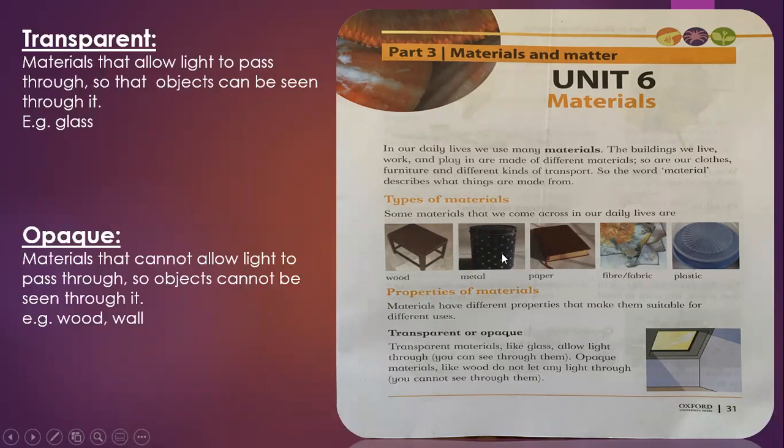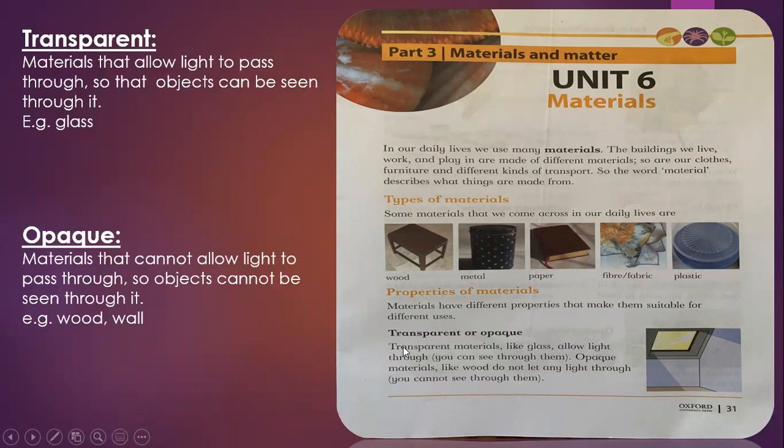Then we have metal, which we use because it is hard and strong. So we use it for making strong things. Then paper to make books and notebooks. Then fiber or fabric for our clothes because it is easy to bend and give any shape. Then we have plastic. As I told you, nowadays plastic is used in many ways. So the properties of different materials let us make different types of things.